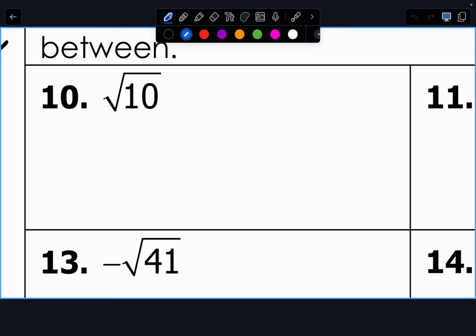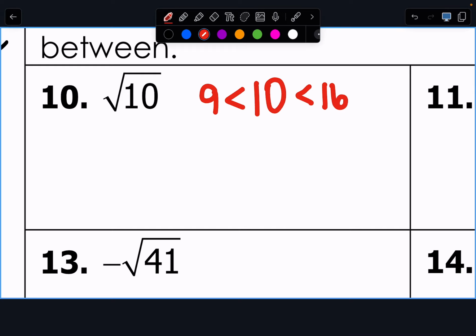Okay. The square root of 10. What perfect square is close to 10? So give me the perfect square. 9. So we know that 9 is close to 10, right? Okay. Now, what is the perfect square on the other side of 10? 16. Okay. So 10 is in between two perfect squares, 9 and 16.